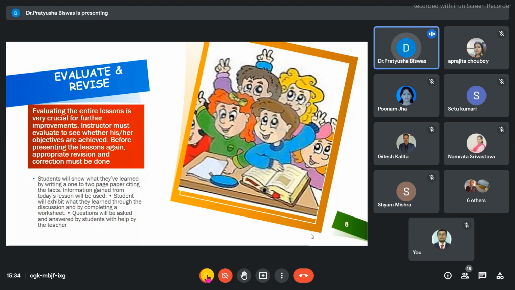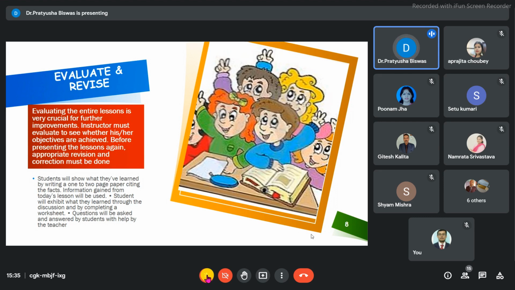Now, in the last one that we are going to see, students will show what they have learned by writing a 1 or 2 page paper citing the facts. Information gained from today's lesson will be discussed. Students will exhibit what they learned through the discussion and by completing a worksheet. Questions will be asked and answered by students with the help of the teacher. The students will exhibit what they have learned.